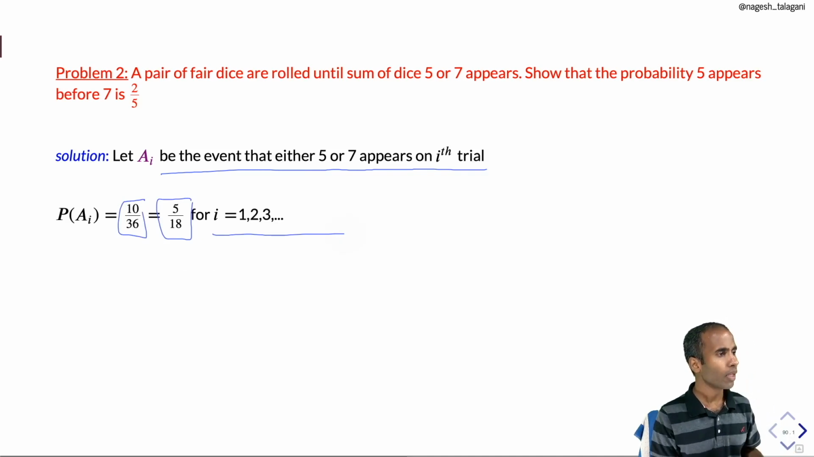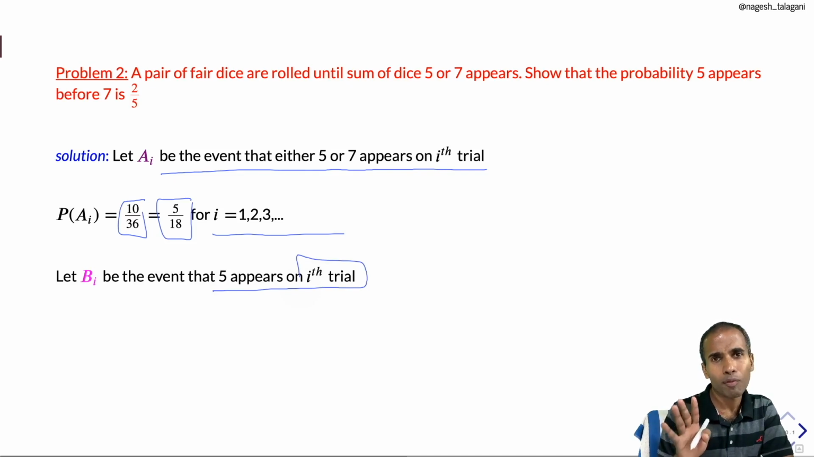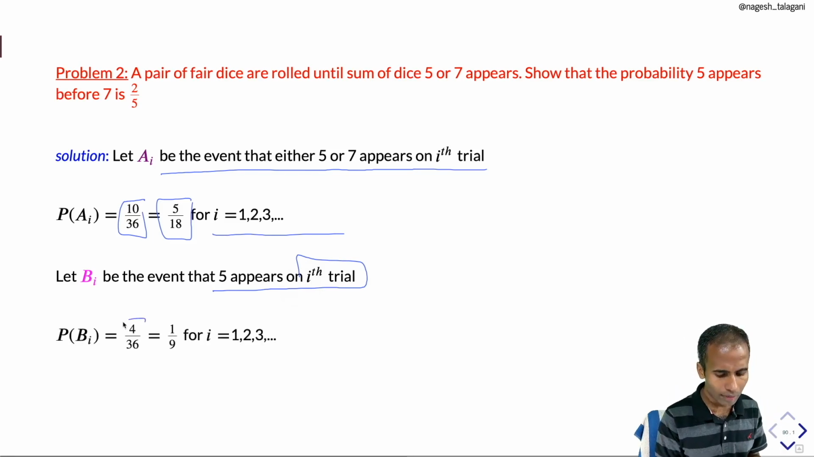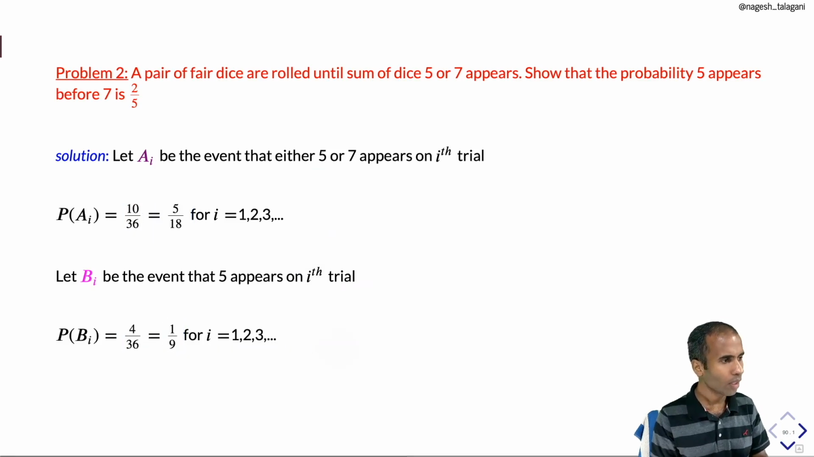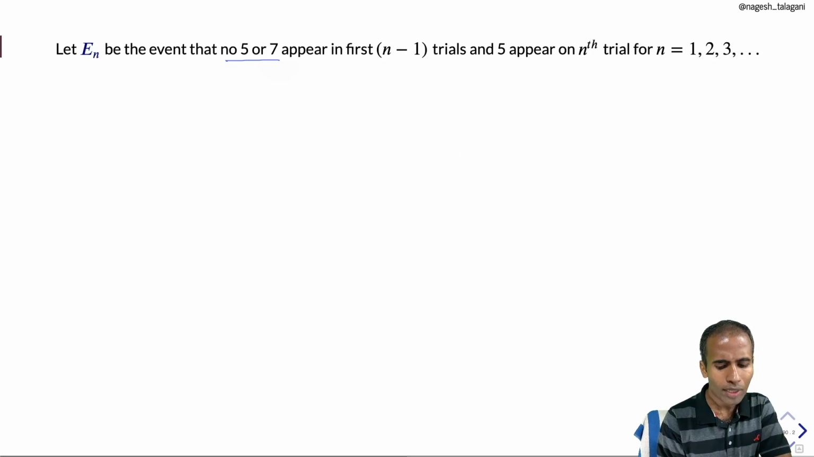Let Bi be the event that 5 appears on the ith trial. On any trial, I told you that there will be 4 outcomes favorable for getting sum 5. So the probability of Bi is going to be 4 by 36, which is 1 by 9, for i equal to 1, 2, and so on. Now, let En be the event that no 5 or 7 appears in the first n minus 1 trials and 5 appears on the nth trial.